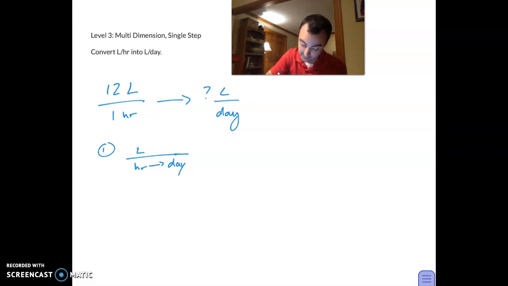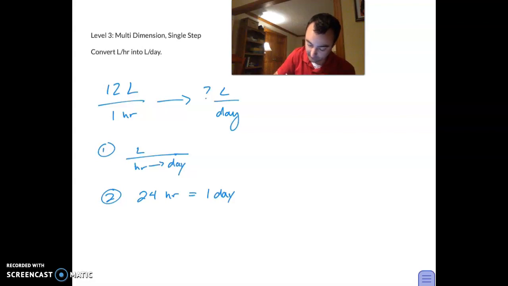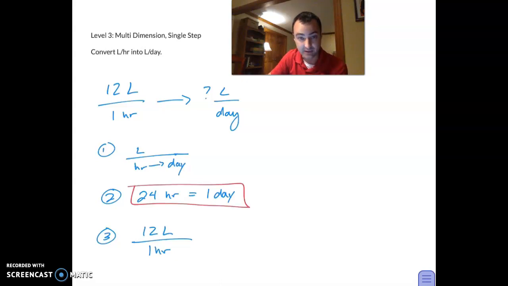And in your equalities, we have to come up with an equality between hours and days. So in the second step, 24 hours equals 1 day. Okay, lastly, you just set it up so that units will cancel. So if you have 12 liters per hour, we need to use this conversion factor in a way that allows hours to cancel. So there are 24 hours, so the hour goes on top, and 1 day.